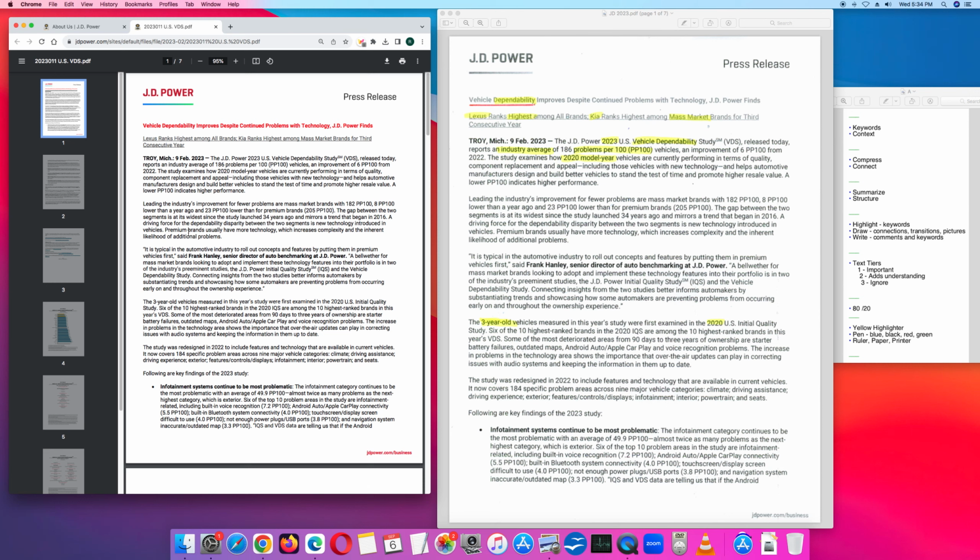And then going back to the 80-20 rule, look at this first page of this document. Look how much of this paper is white versus yellow.